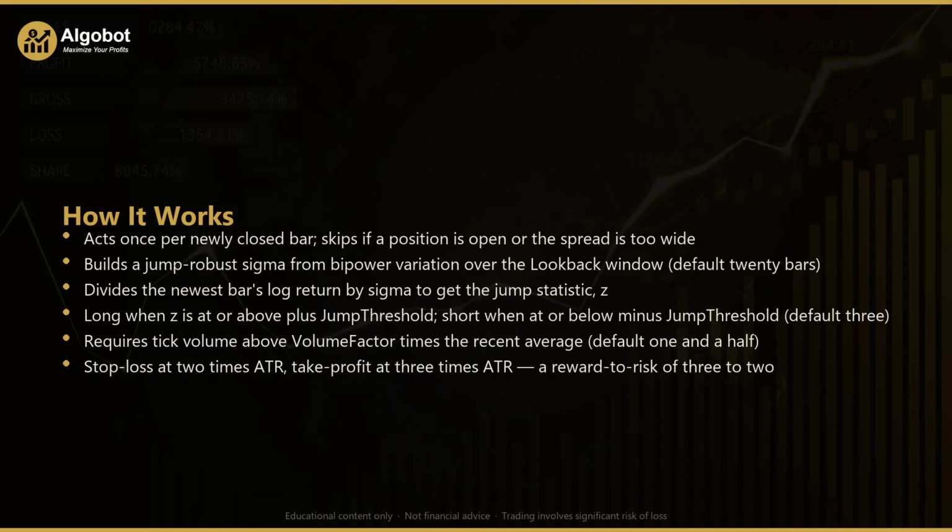When both conditions line up, the strategy acts in the direction of the jump. For a long, it buys at the ask. For a short, it sells at the bid. Risk is defined by the average true range. The stop loss sits 2 times ATR away from entry, and the take profit sits 3 times ATR away, a reward-to-risk ratio of 3:2. From there, the position simply runs until it reaches one of those two levels. It's a clean, rules-based approach.